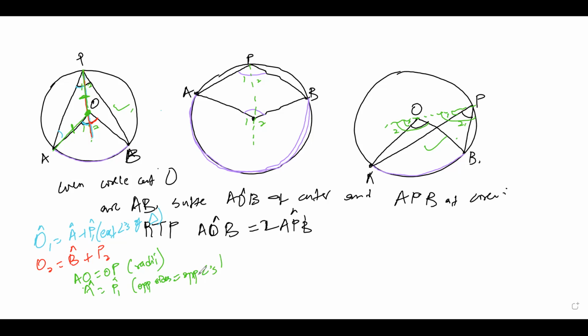The same when you look on the right-hand side, you see this is a radius and this is a radius. They are in the same triangle, so this line is equal to that one. That means OB is equal to OP. That's radii. Therefore, from that information, we can conclude that B is equal to P2.